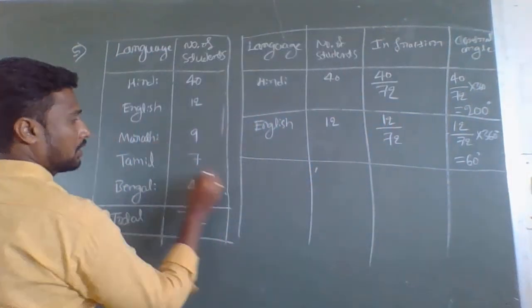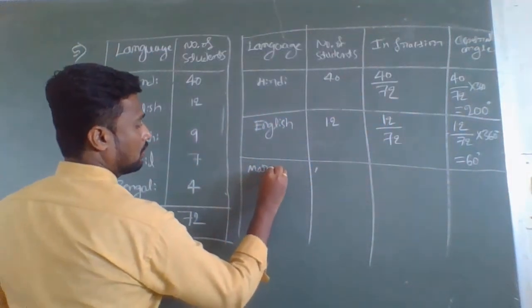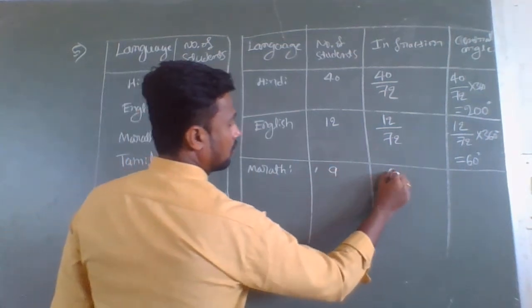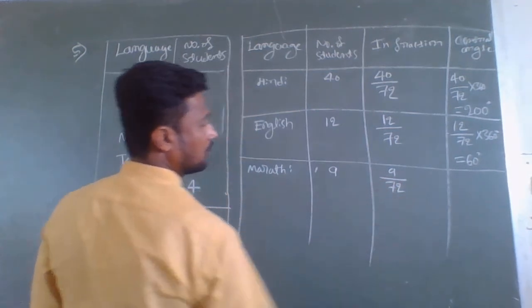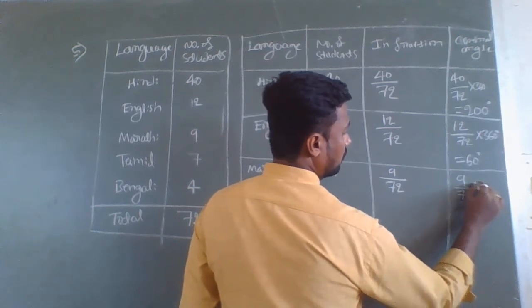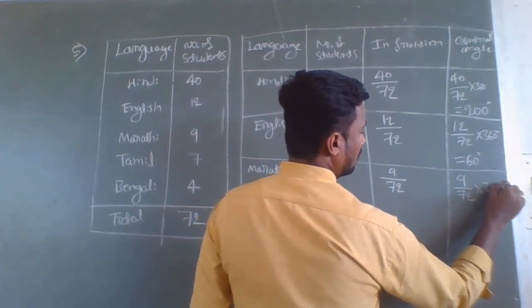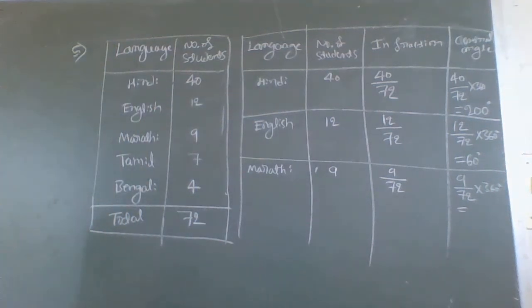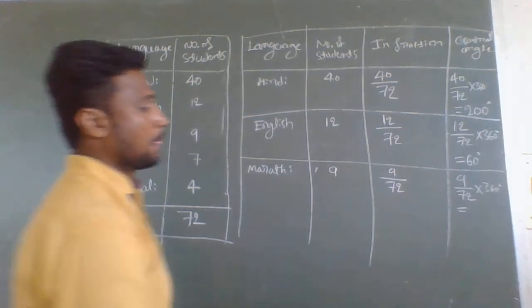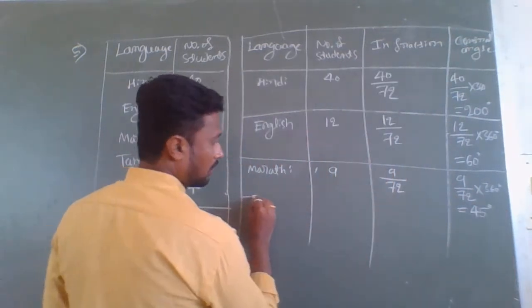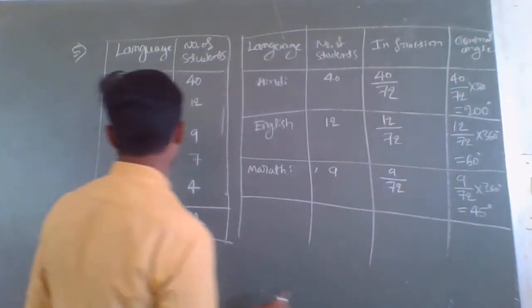Next, for Marathi. For Marathi, there are 9 students, and the total number is 72. Therefore 9 by 72, and the central angle is 9 by 72 into 360 degree. What will you get here? 45 degree. 45 degree for Marathi.